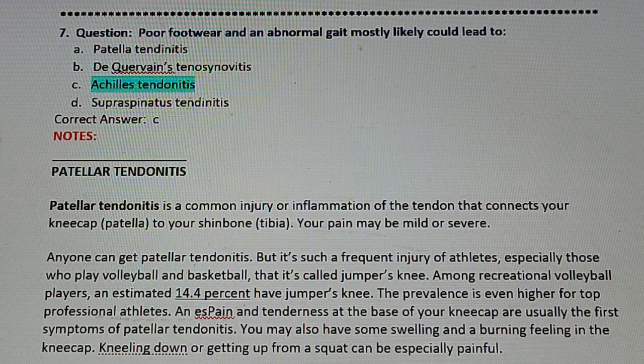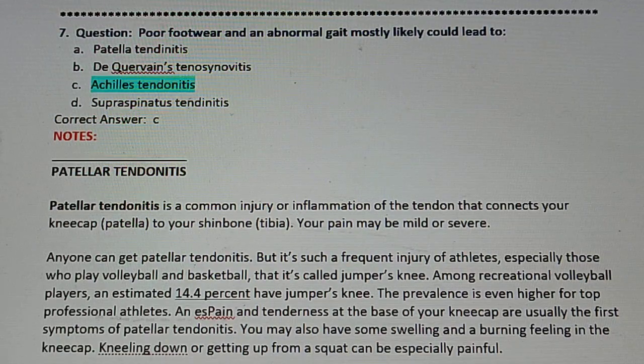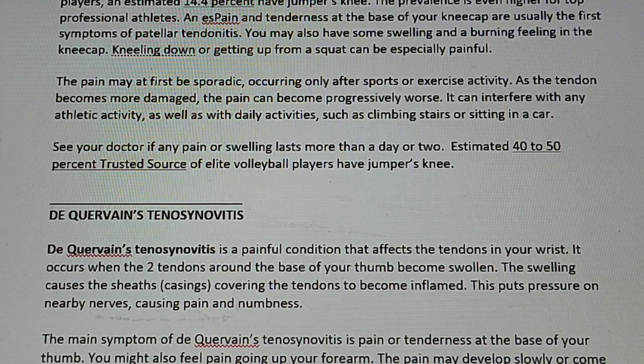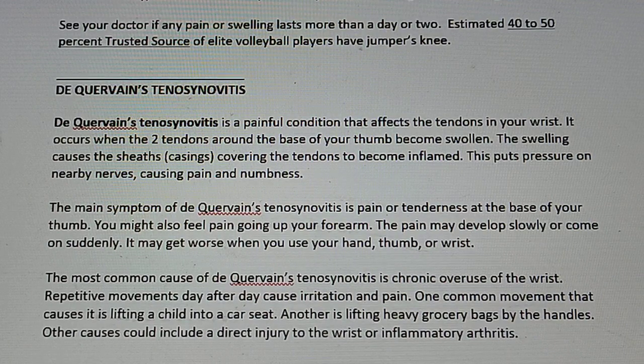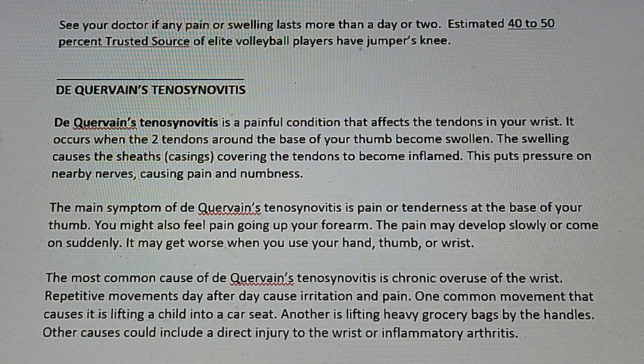So we have here the patellar tendinitis, all information about it. Okay, just read on this. All right, the patellar tendinitis. Now we have the de Quervain's tenosynovitis. Okay, still an inflammation, and we have here some information. Just read on this and take a look at it.